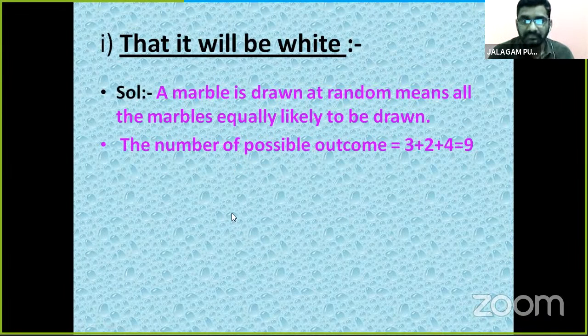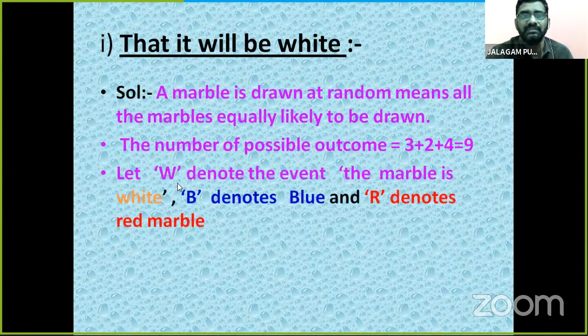Now, see children here, let W denote the event the marble is white. W is white, because of the first letter W. B denotes blue, and R denotes red marble. So here we take W, B, R. Why? Because W means white marble, B means blue marble, R means red marble.